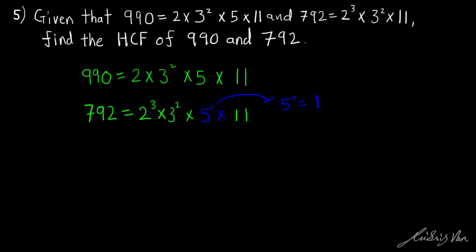So 792 is actually equal to 2 to the power of 3 times 3 to the power of 2 times 5 to the power of 0. And 5 to the power of 0 is equal to 1, which means that we can actually not write it, but it is there, times 11.